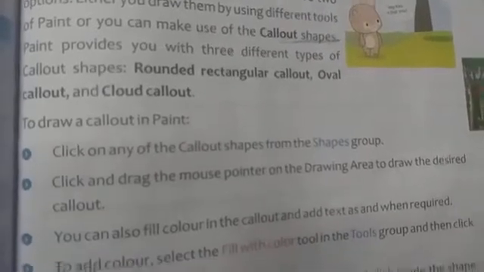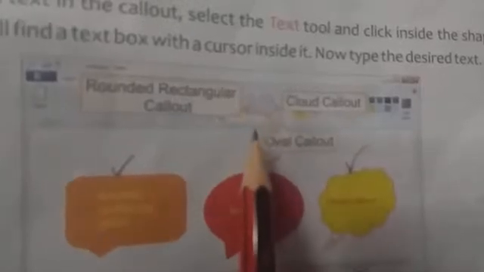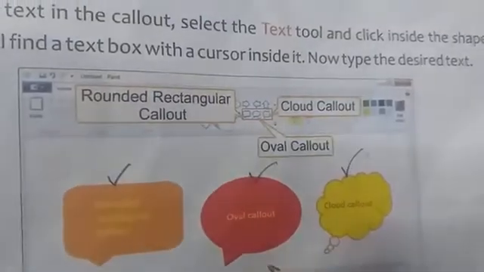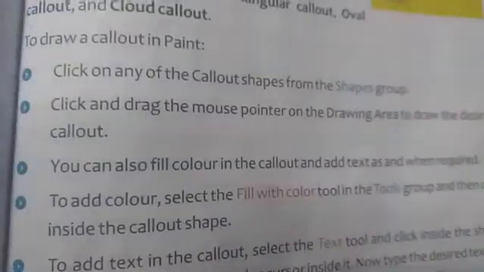Yes, and where are these present? Firstly, see this picture. These three options are present. These three callout shapes are present inside this shape group. So any callout option we can select and we can draw on screen. So how to select and how to draw?